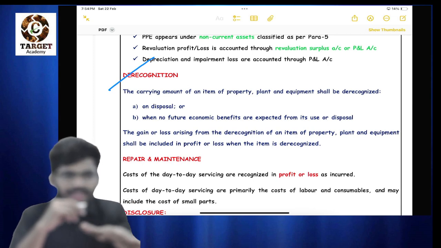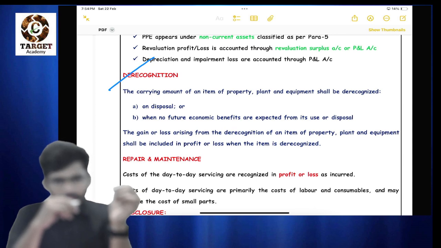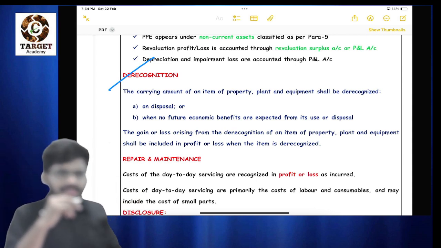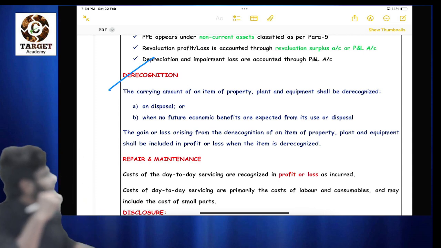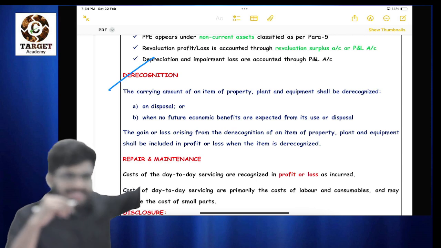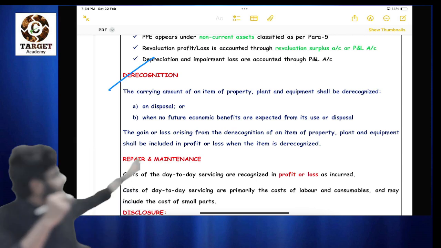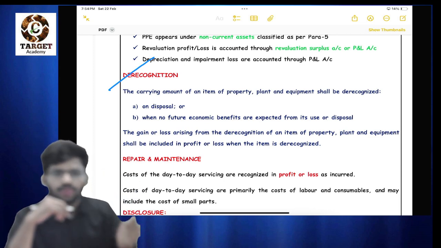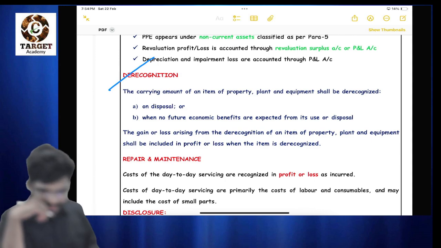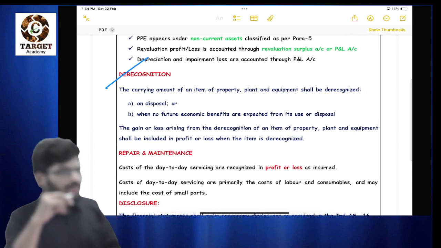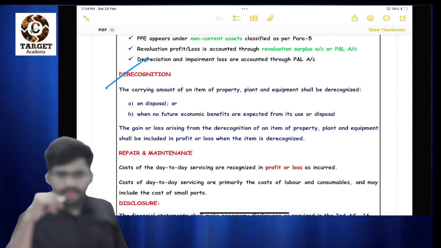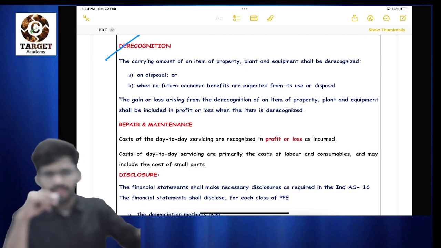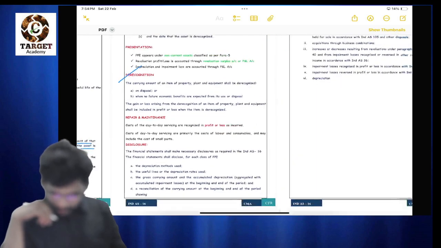Derecognition is different, decommissioning is different. Dismantling or decommissioning is similar. Now see the point on disposal. Disposal means nothing but sale. Second point, when no future economic benefits are expected from use or disposal, then you need to derecognize. In that case, you need to transfer to P&L. When you are selling, if you got any profit or loss, that also should be transferred to P&L.